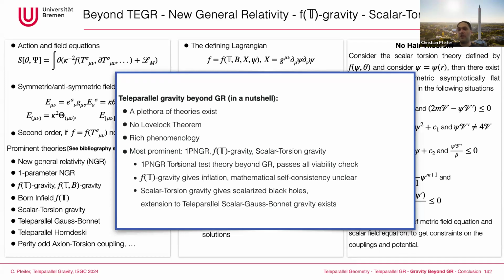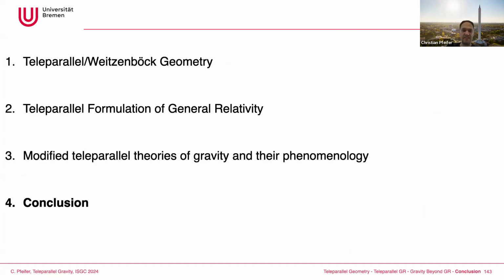One parameter new general relativity is certainly the least constrained. For f of T gravity, one can explain inflation, but it has some mathematical self-consistency problems. And for scalar torsion gravity, we find scalarized black holes. And also what we've done recently is to extend this to a teleparallel version of scalar Gauss-Bonnet theory. And also there we find scalarized black holes. Okay, that's it. Thank you for your patience.